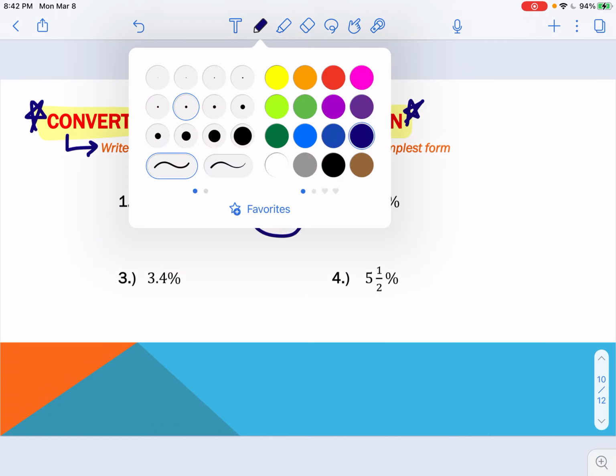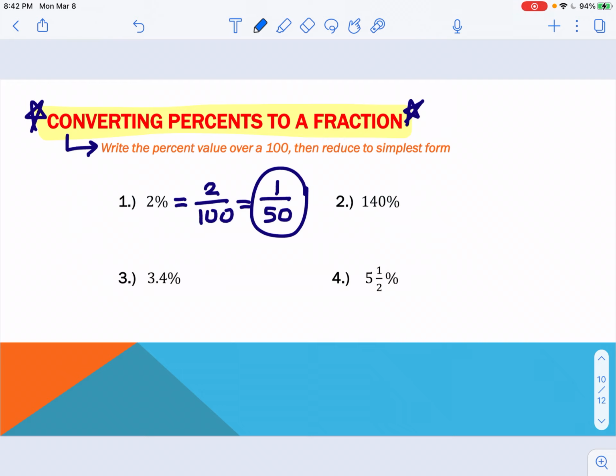All right, so hopefully you've tried out 2, 3, and 4. We're going to go through these problems pretty quickly. For number 2, I'm going to still do that same idea, 140 over 100, right? That percent sign literally means out of 100. We're going to cancel out the 0. We have 14 over 10. We can divide the top and bottom by 2, so we get 7/5.